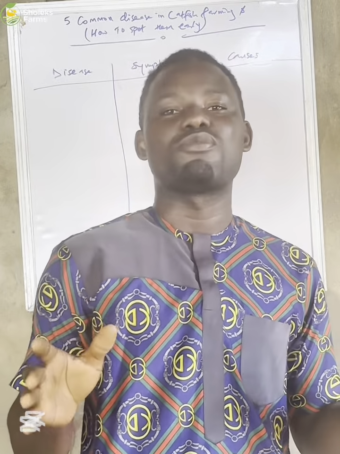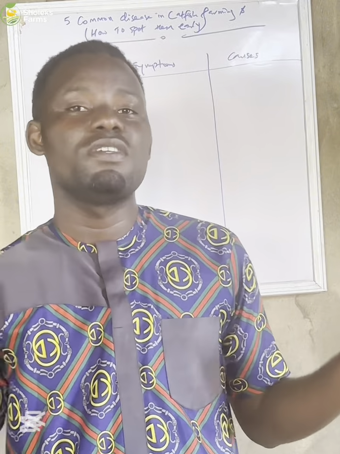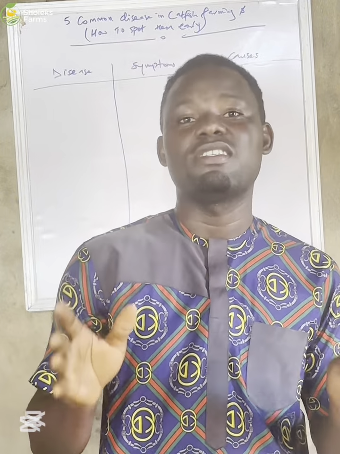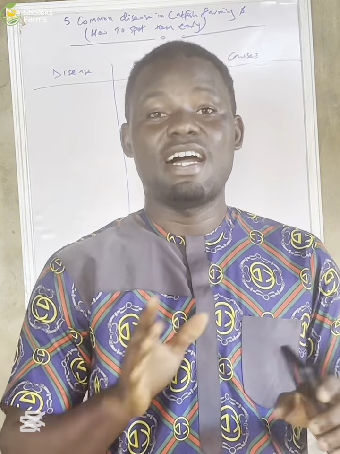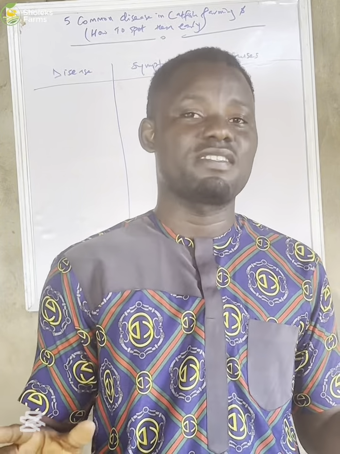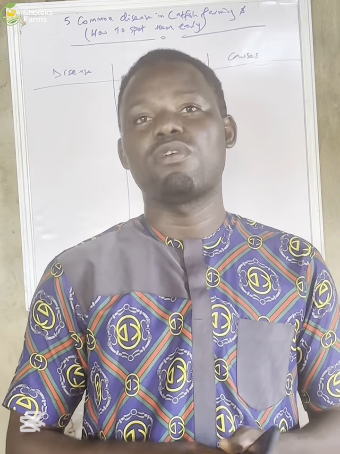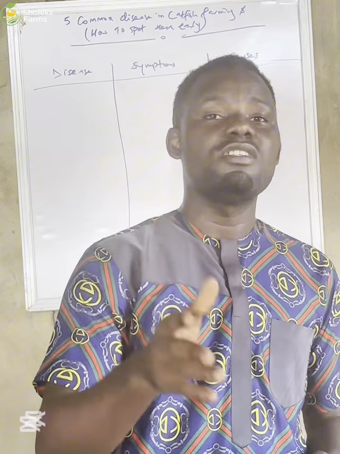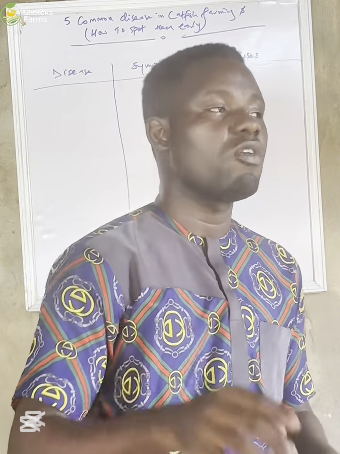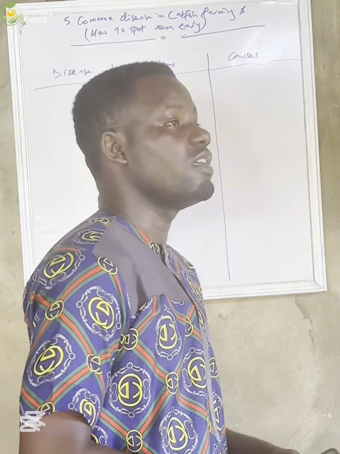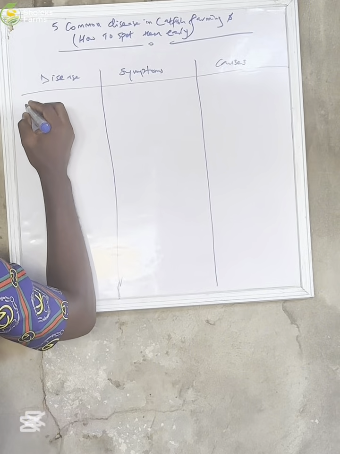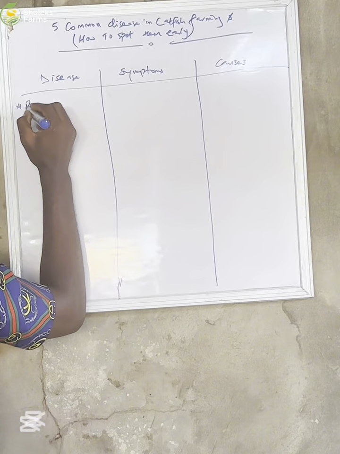5 common diseases in catfish farming and how to spot them. Catfish are tough, but disease outbreak can happen and they can spread very fast. Knowing what to look out for can save your farm. So in today's video, I'll be sharing 5 common diseases and how to spot them early. Number 1 is bacterial infection.